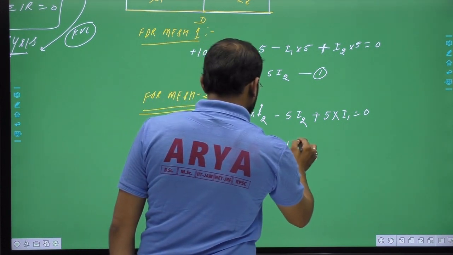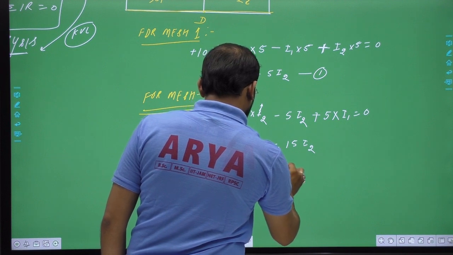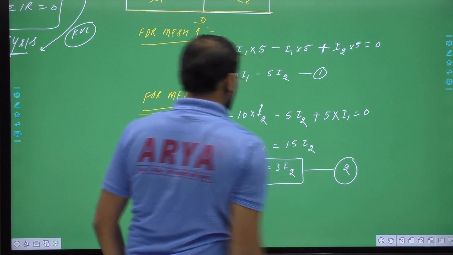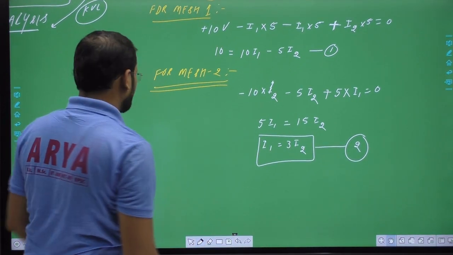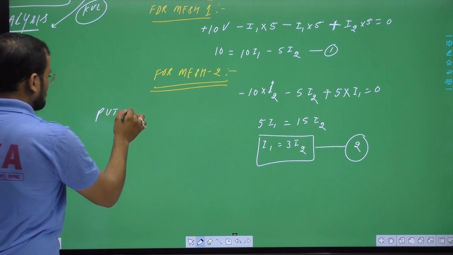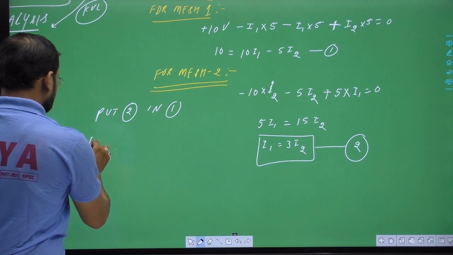5 I1 equal to 15 I2, so I1 is equal to 3 times I2, and this is our second equation. Using the first and second, we can find the values of I1 and I2. Put the second in the first.